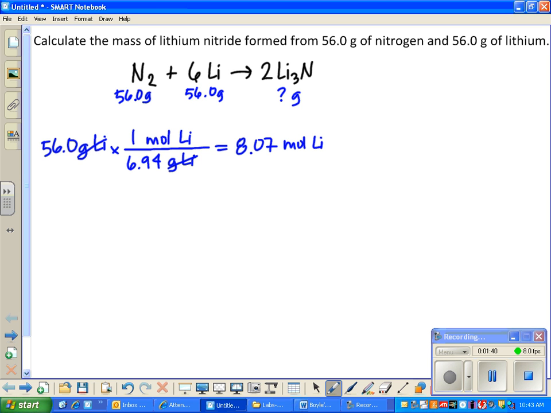Doing the same with the nitrogen, 56.0 grams of N2, grams of N2 on the bottom, moles of N2 on top. For every 1 mole, there are 28.02 grams because there are 2 nitrogens, so 2 times 14.01 grams of nitrogen. Grams of N2 divide out. Your moles of nitrogen are 2.00.